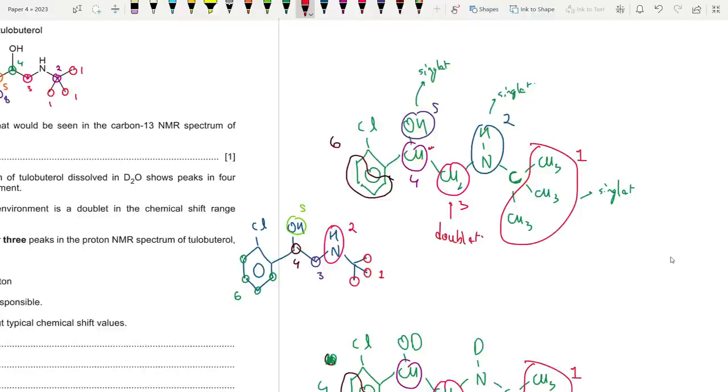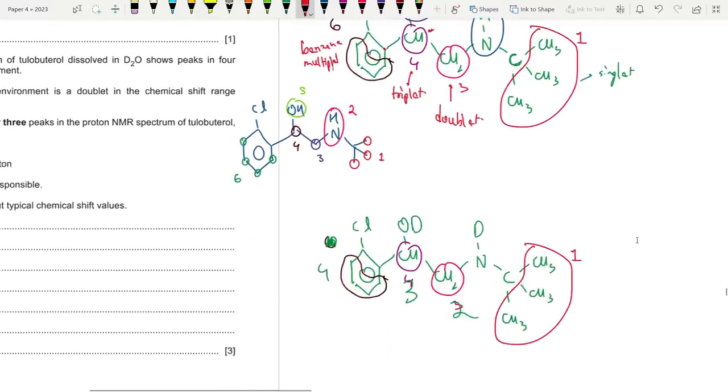For this one over here, I'm not going to consider the upper one because it's connected to an electronegative atom. On the right-hand side there are two hydrogens, so 2 plus 1, we get a triplet, and on the left there's no hydrogen. And for the benzene ring, always remember that benzene ring hydrogens always result in multiplets. In general, this is the trend. So after addition of D2O, we still get the same. This is a singlet, this is a doublet, this is a triplet, and this is a multiplet.